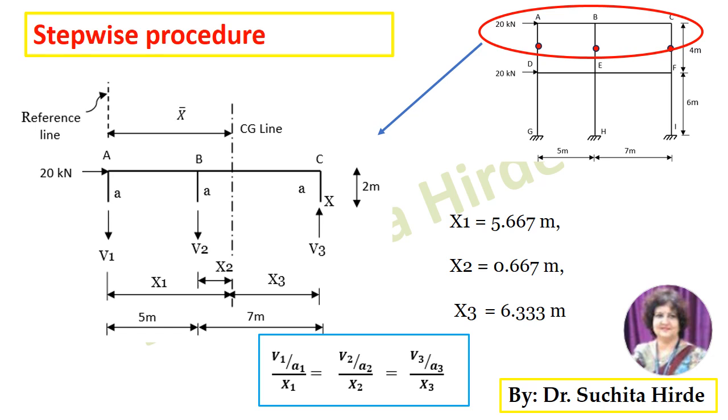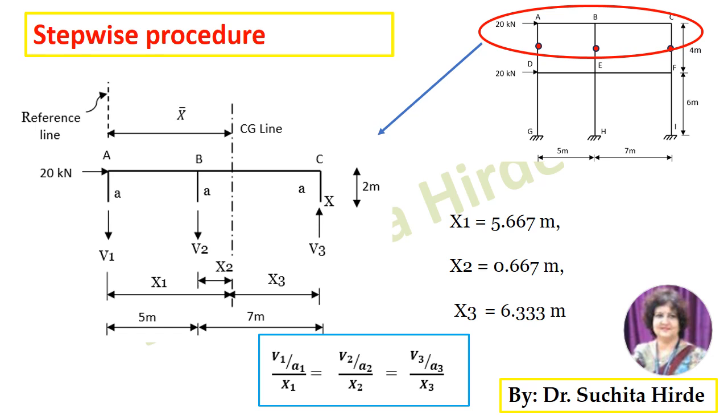Next step is, as per the assumption in the cantilever method, we have to write this equation: stress in the first column divided by distance of the first column is equal to stress in the second column divided by distance of the second column, is equal to stress in the third column divided by distance of the third column. Stress means force upon area. So stress in the first column is V1 upon A1, stress in the second column is V2 upon A2 and stress in the third column is V3 upon A3. So we have to write this equation.